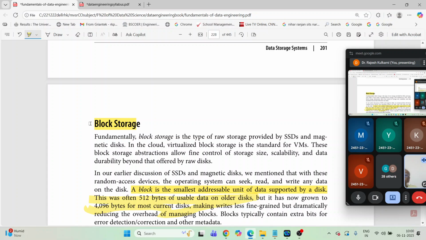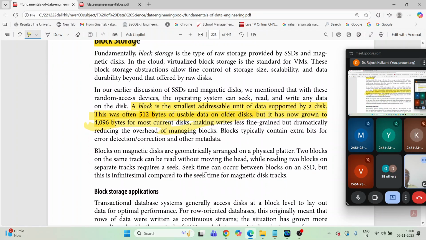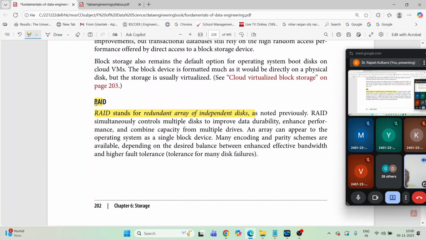Then we have also learned about blocks in our various subjects, including computer organization. The moment I speak about a block, I know that the block size initially was 128, then it went to 512. Now the block size is 4096 bytes for the current disk. You should also remember the long form of RAID. What is RAID? Redundant array of inexpensive disks. You can visualize this as a huge rack consisting of many hard disks. For its support, it may have various parity schemes and encoding schemes for data safety and all.